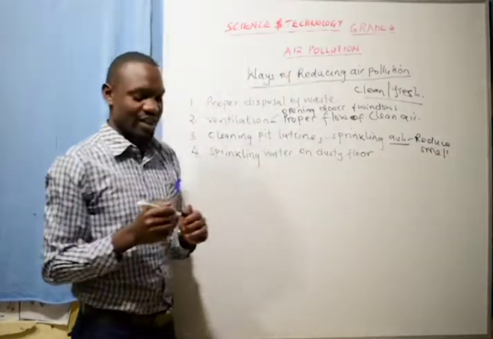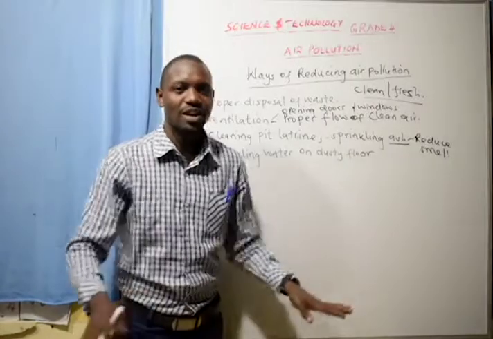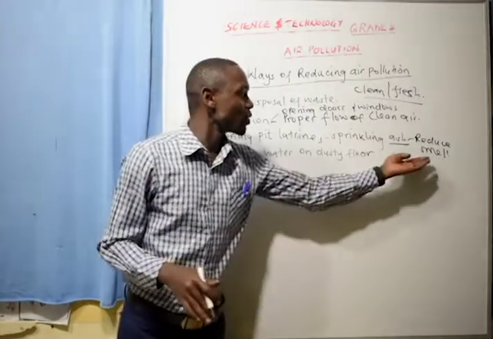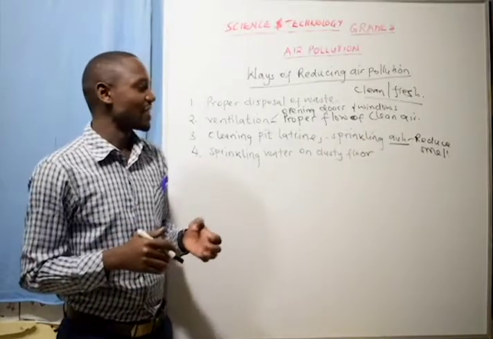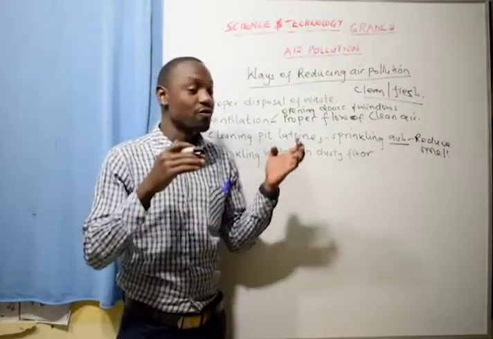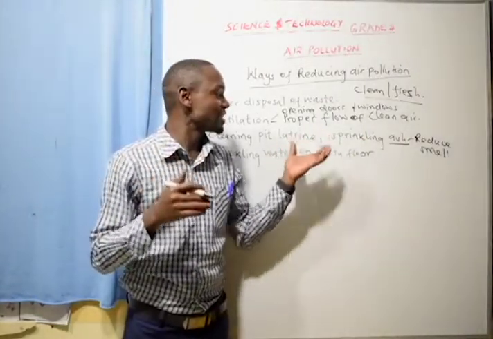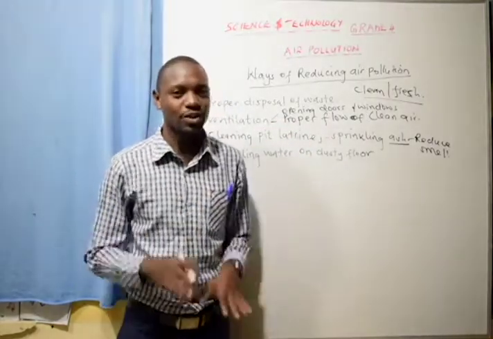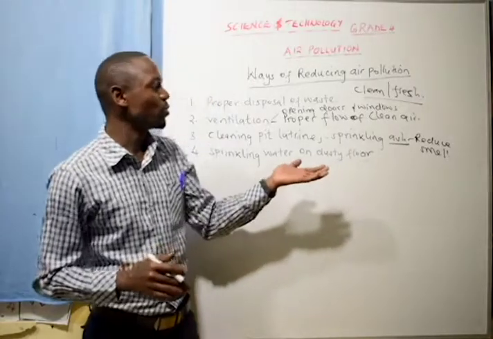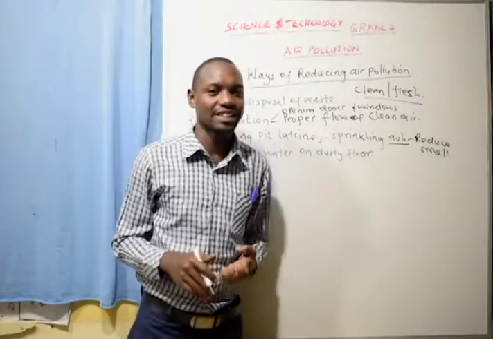When you are cleaning the toilet, make sure first you sprinkle ash, and it will also help to reduce the moisture in that area. That is, if the floor of the latrine has a lot of urine or a lot of water, once you sprinkle ash it will help to reduce bad smell in that pit latrine.